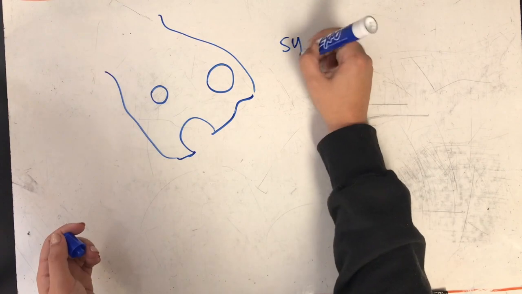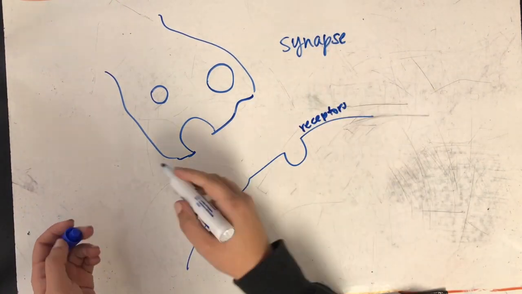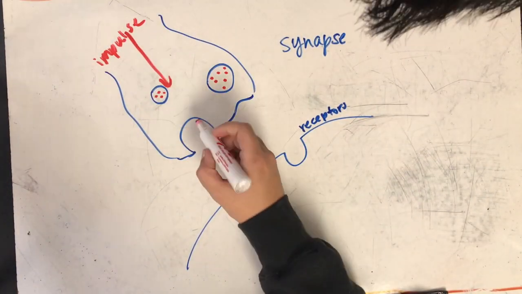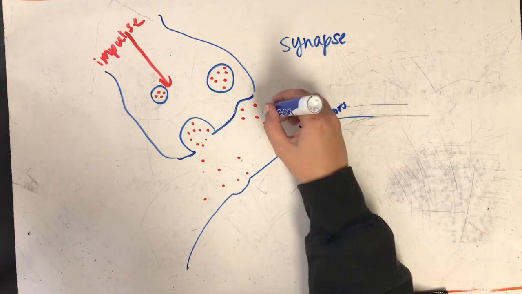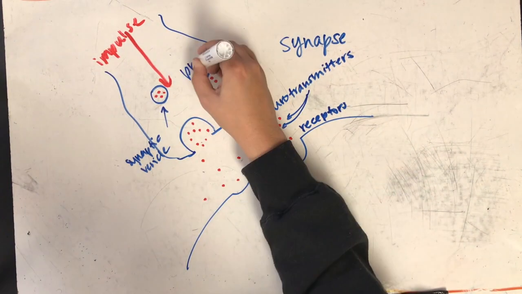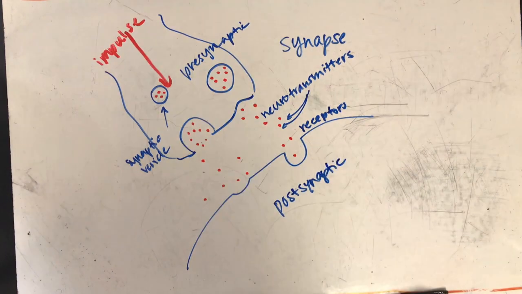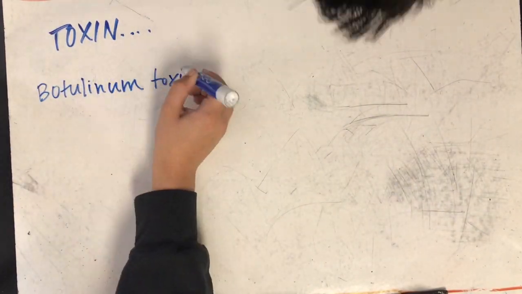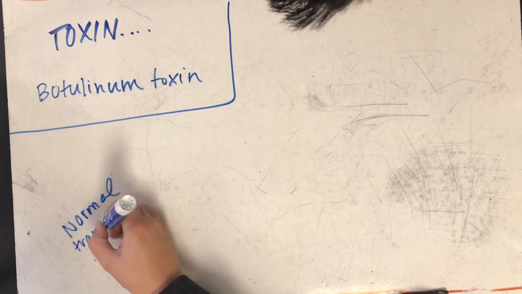Action potential causes vesicles to fuse with the presynaptic membrane and release their neurotransmitter molecules into the synapse. These molecules bind with the autoreceptors and inhibit subsequent neurotransmitter release. These released molecules bind to postsynaptic receptors, and they are deactivated either by reuptake or enzymatic degradation. Transmission. We're going to talk about BTX.